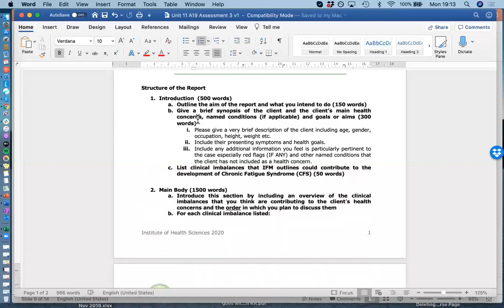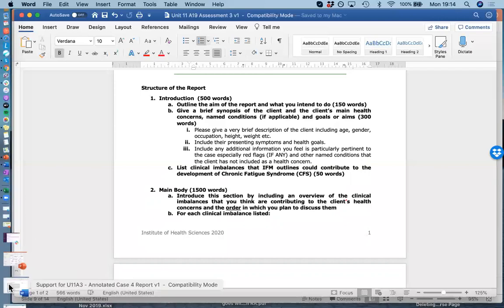And then what we've asked you to do is to give a brief synopsis of the client and the client's main health concerns, named conditions, and goals or aims. This is just a way to introduce the reader to the client. If you were to write up a case report for, let's say, a nurse or another healthcare practitioner or a GP, they might not know who the client is, so this is a way to summarize the client. Give a very brief description of the client, including age, gender, occupation, height, weight, and then include their presenting symptoms and health goals, and any additional information you feel is particularly pertinent to the case, especially red flags, if any, and any other named conditions that the client has.